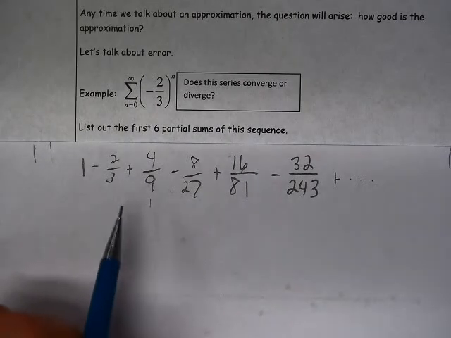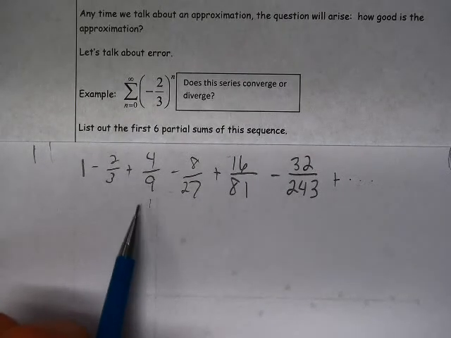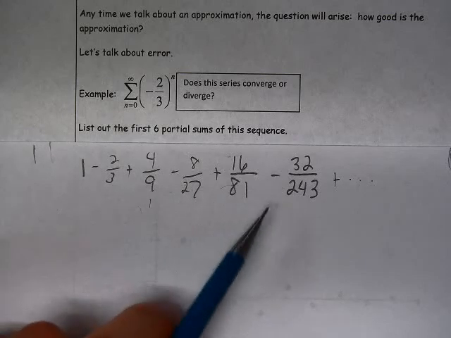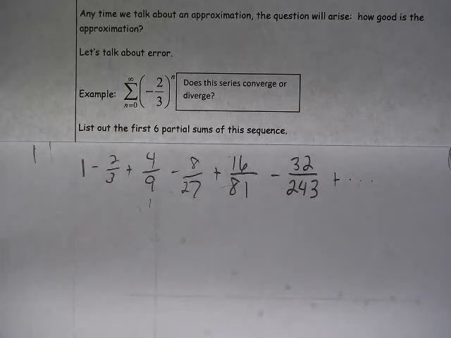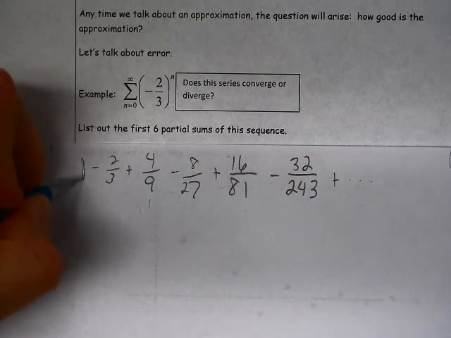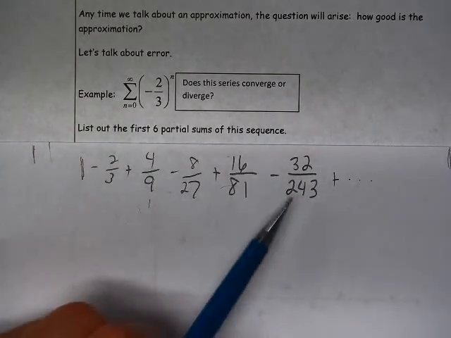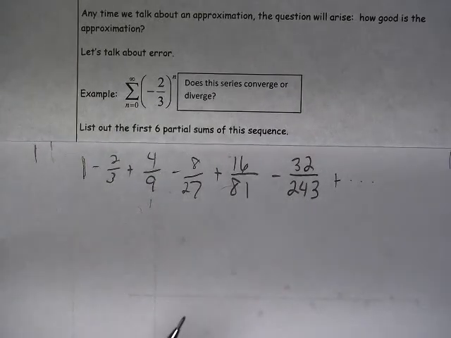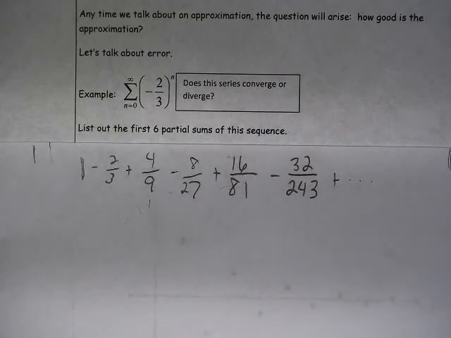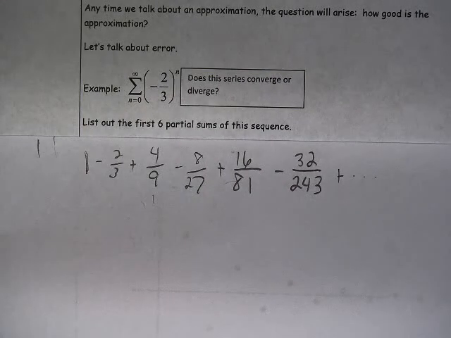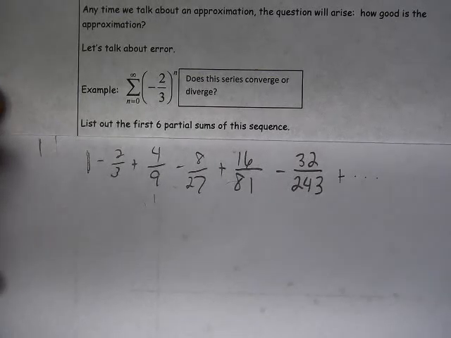Right, so you can see that the magnitude of each term decreases, right? The terms are alternating, and the limit of the terms is approaching 0. So this is an alternating series that does converge.